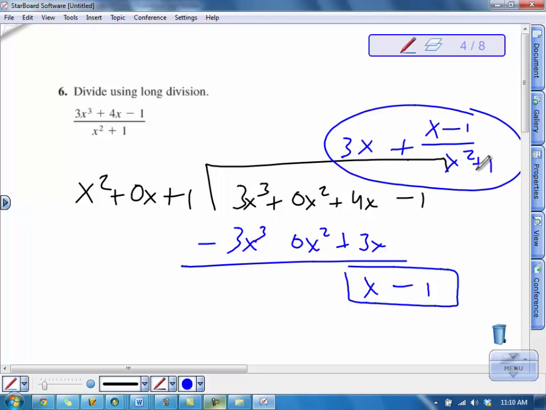It's a linear. You don't need a linear factor when you divide a cubic by a second degree. This is kind of a weird one. But know how to do long division. You might want to practice the next question, number 7, as well.